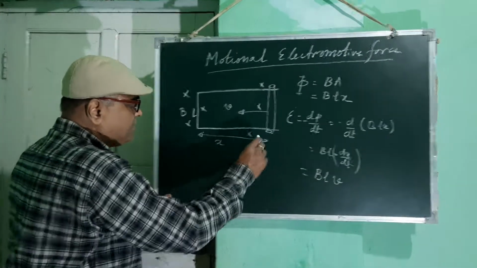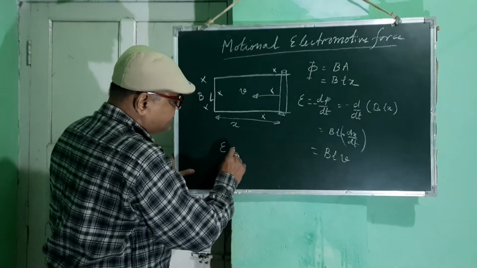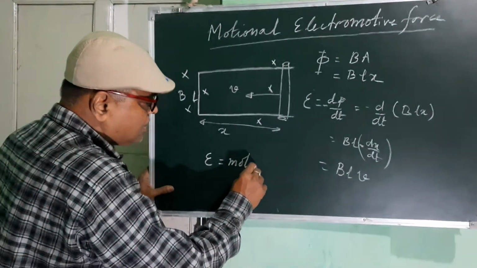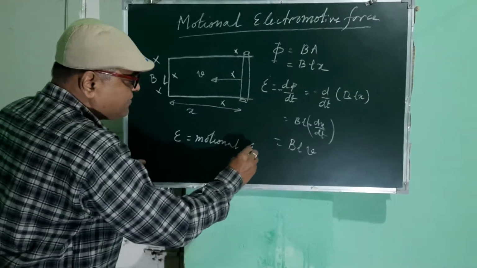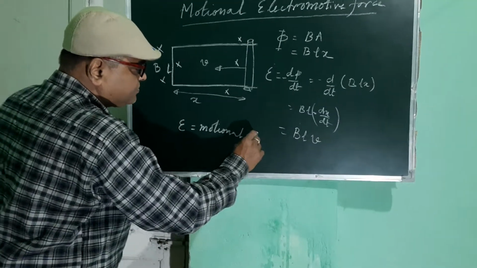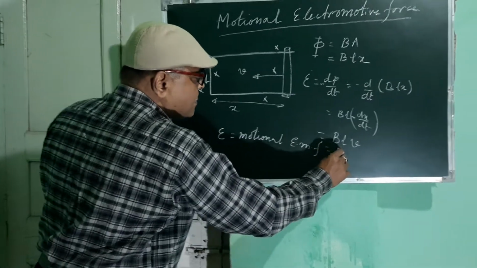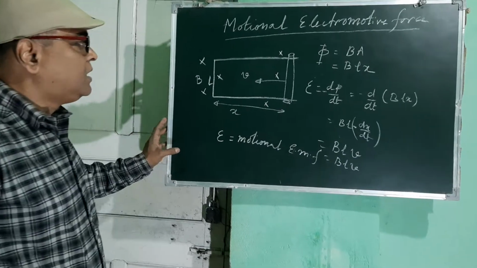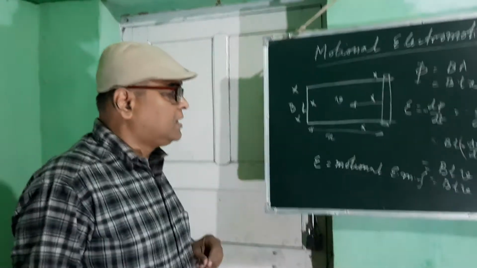So the induced EMF E is generated. This is the motional EMF, which is equal to BLV. That is the EMF generated in the conductor.